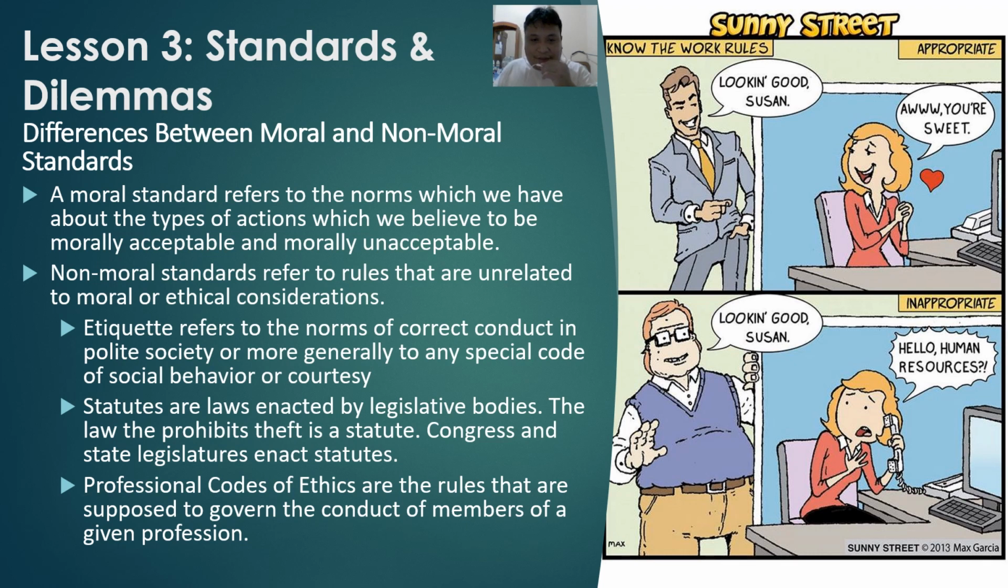Professional codes of ethics are the rules that are supposed to govern the conduct of the members of a given profession. The best example is Republic Act 6713, otherwise known as the Code of Conduct and Ethical Standards for Public Officials and Employees. If you're a public official, elected official, or government employee, you have to follow that law, because failure to do so means you will be charged with an administrative case, plus removal from public service.